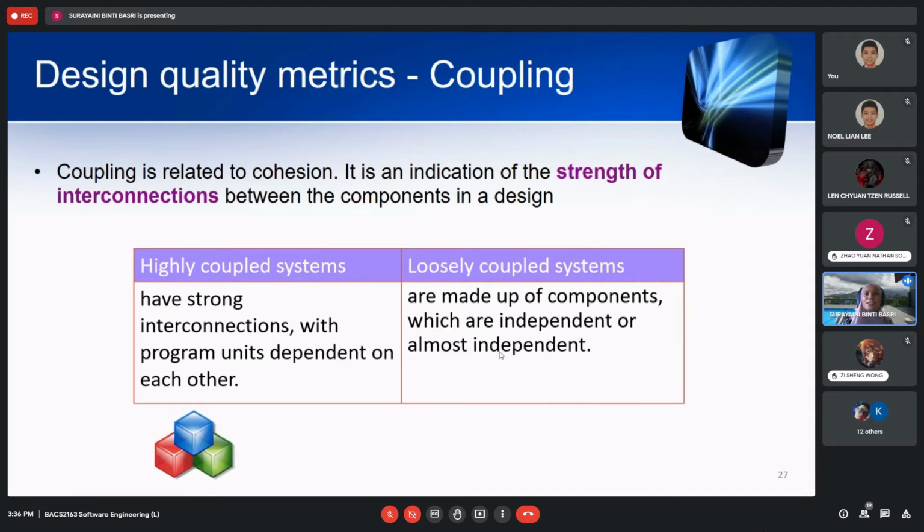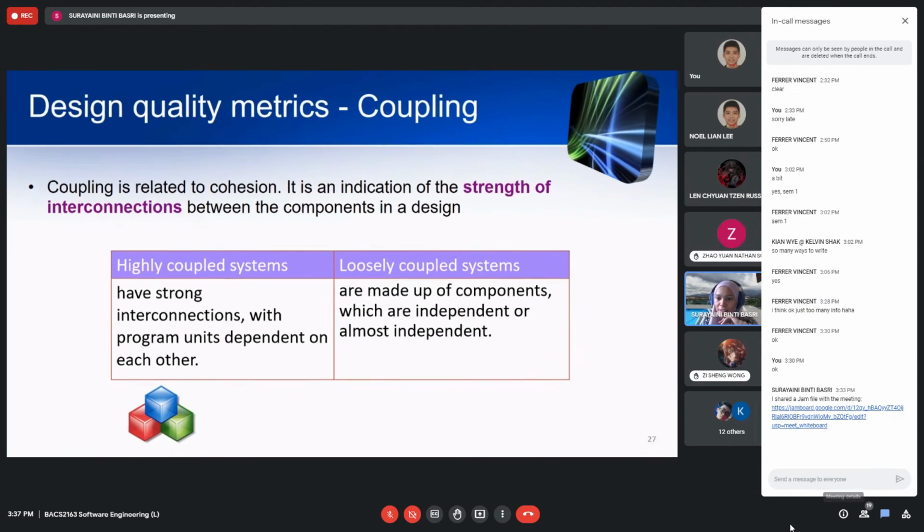Okay, so from reading these definitions, which do you all think is best for this coupling? Either to have a highly coupled system or a loosely coupled system. Who can make a guess?